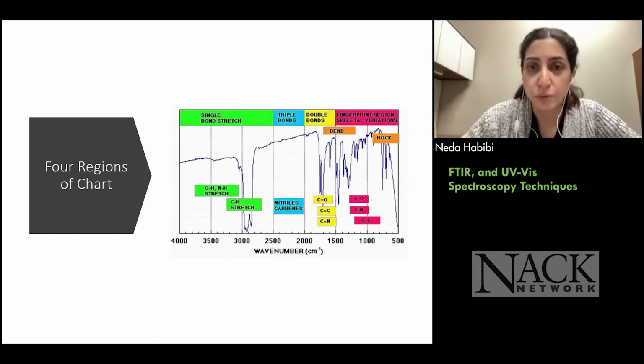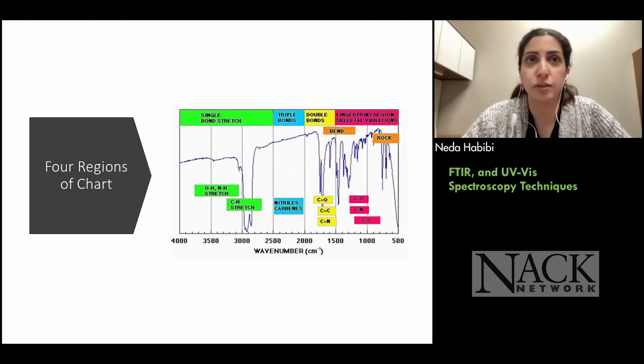And we can more accurately correspond a peak to a specific bond. We have the yellow part, which is the double bonds. Blue is the triple bond. And then we have single bond stretching. Depending on the specific frequency and the position of the peak, we can correlate them to specific bondings, kind of guessing what functional groups or what bondings we have in our sample.